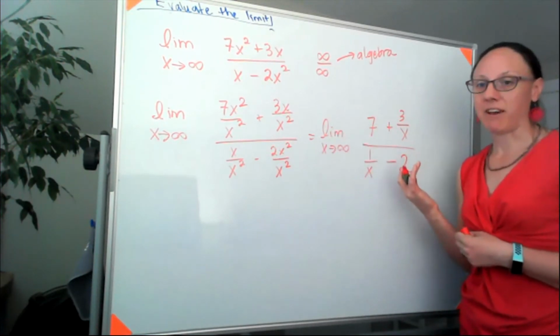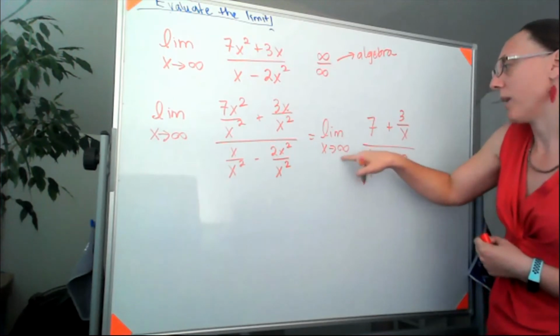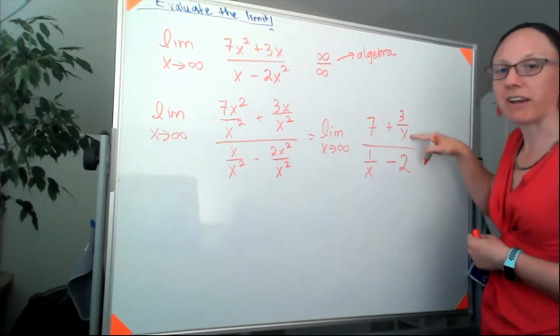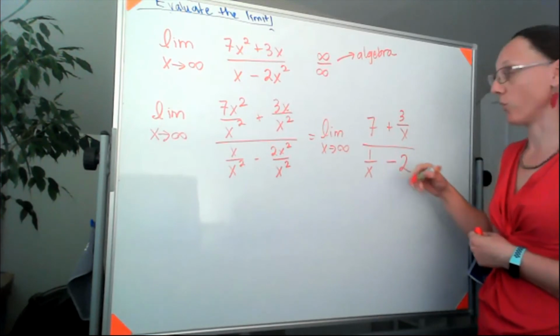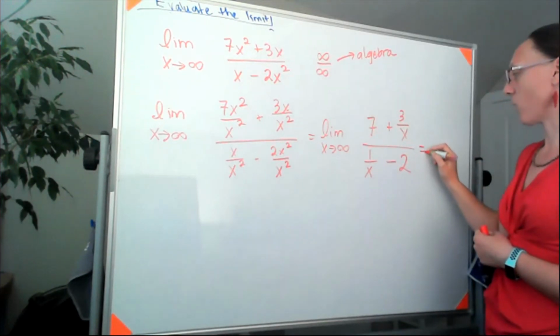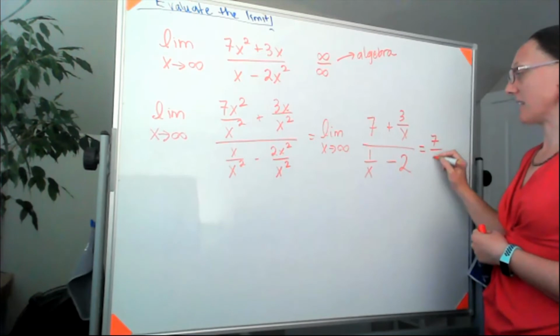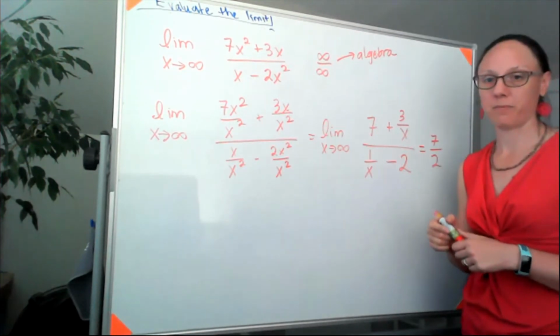When we evaluate this limit, when I put in infinity now, 3 divided by infinity is going to 0, and 1 divided by infinity is also going to 0. And this whole thing is going to simplify to be 7 over 2.